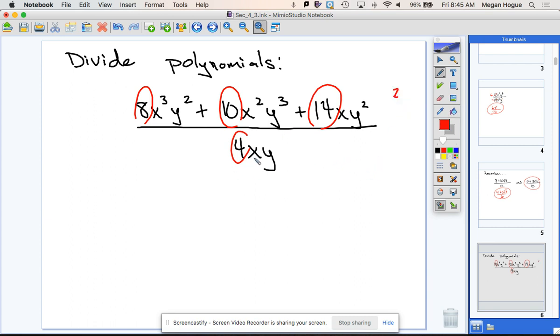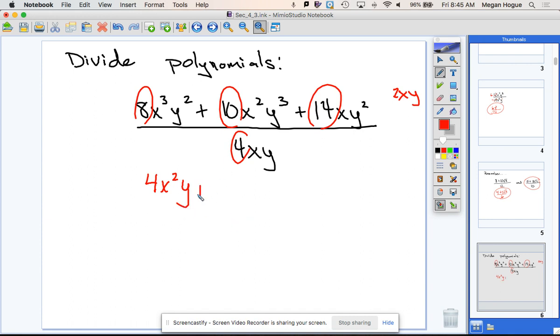So now I have an x down here. Is there an x in all of these? So we're good there. I have a y. Is there a y in all of these? Yes. So that means I'm going to subtract an x from all of those exponents, and subtract a y from all of those. I'm going to divide them all by 2. So I divide this by 2, it's 4. I subtract an x, x squared. I subtract a y, y.